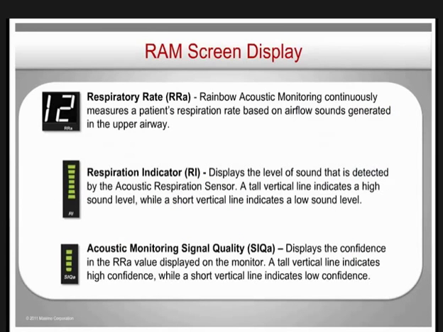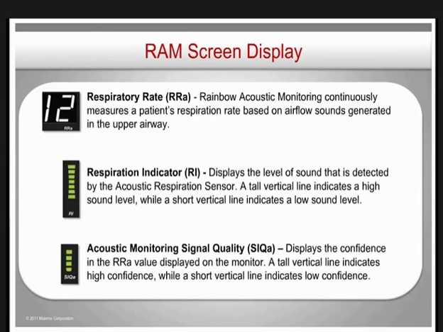Rainbow Acoustic Monitoring measures a patient's respiration rate based on airflow sounds generated in the upper airway. SpO2 monitoring is required when monitoring RRa. When SpO2 monitoring is not available, RRa values will appear as dashes.